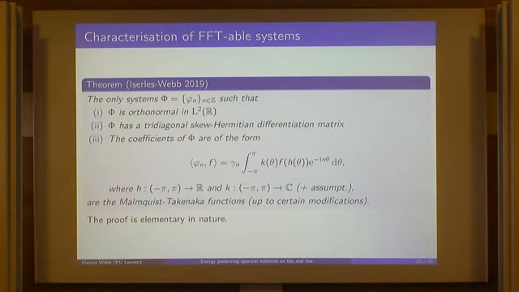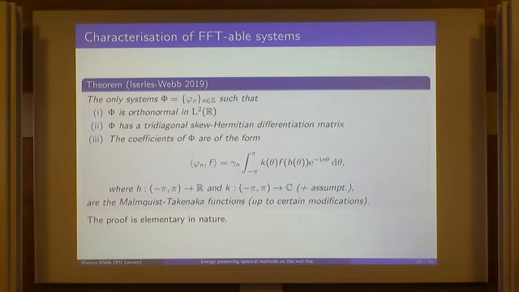Probably over the top, but let's say we've got an orthonormal system on the real line. It's got a tridiagonal skew-Hermitian differentiation matrix, and the coefficients of the function f are Fourier coefficients of some modified function, with some multiplier k and some mapping h, which takes the periodic interval to the real line. Suppose that something like this is possible. Then we could use the FFT to compute coefficients.